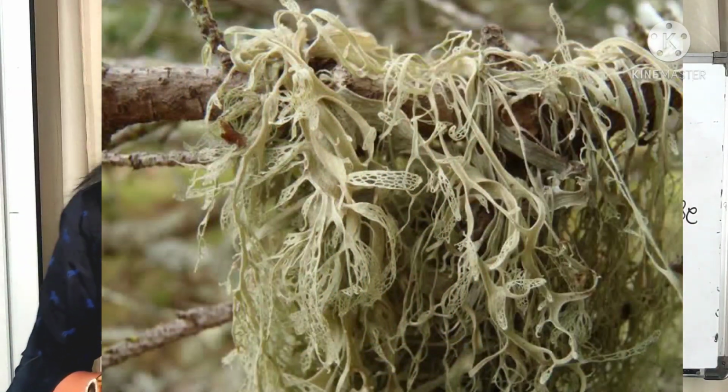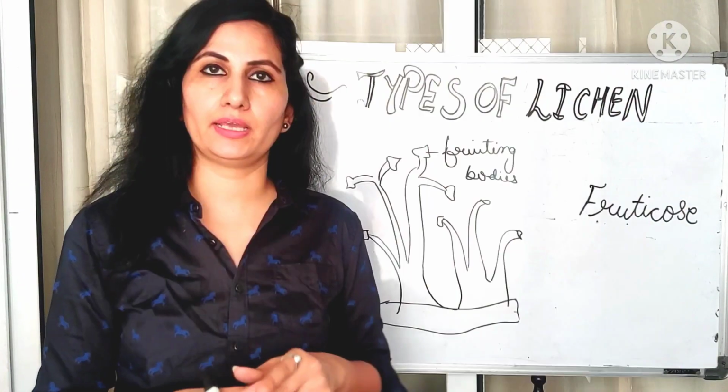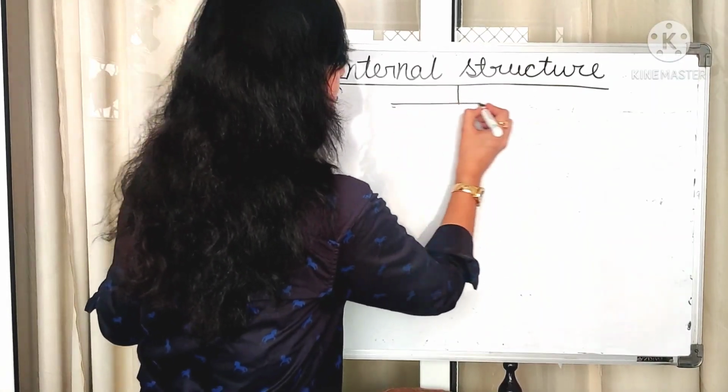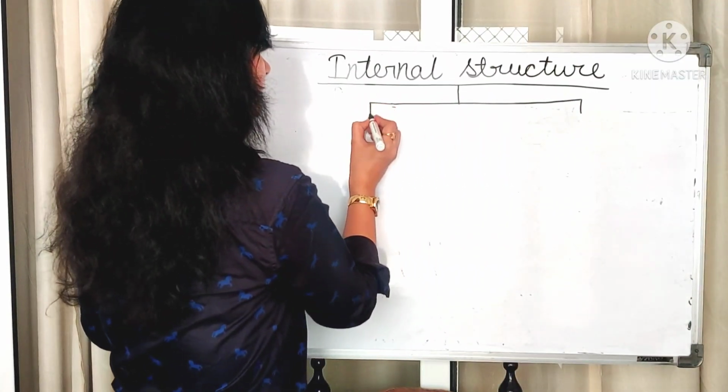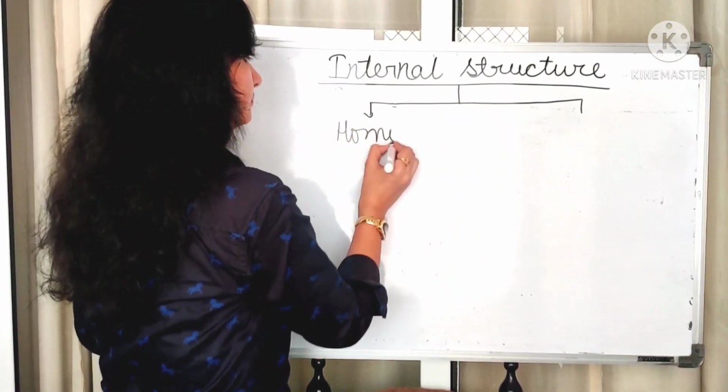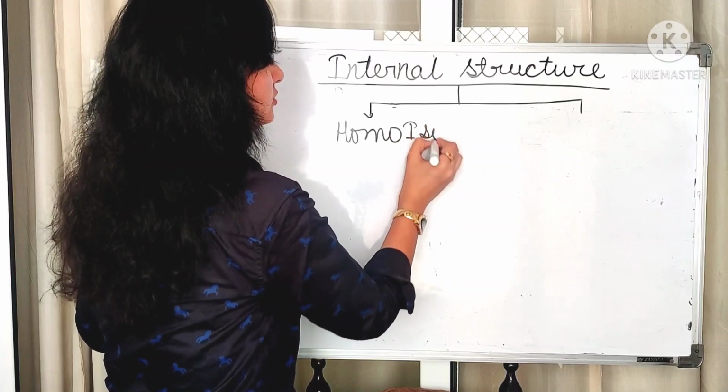So fruticose type of lichen is the most advanced type of lichen, which can make fruiting bodies in it. On the basis of their internal structure, they are of two types. First is Homoiomerous.